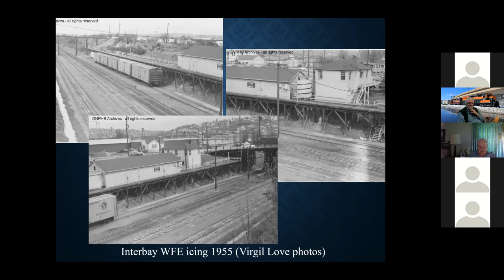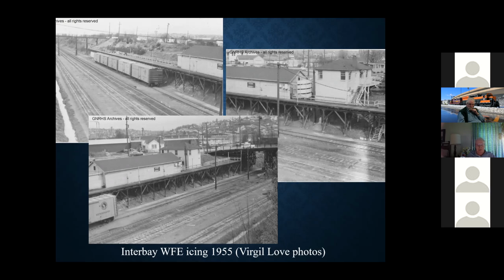It wasn't very big, but it was just to the railroad east of Inner Bay Yard, and you can see it here. The late Virgil Love took some photos back in 1955 as a young man, and I got a few of those. You can see the small icing dock right at Inner Bay Yard, and they would use those to re-ice reefers that were continuing on to California generally.